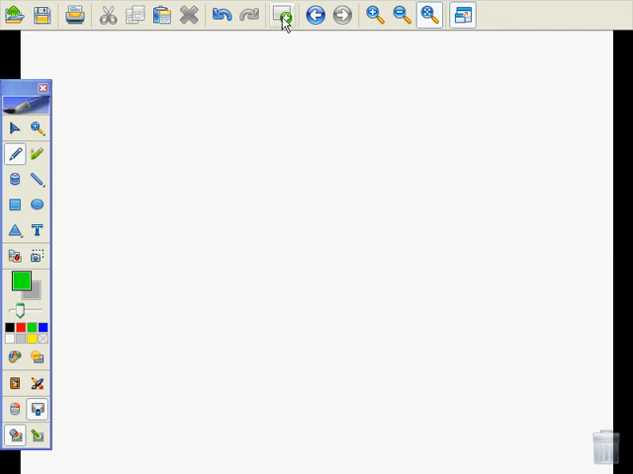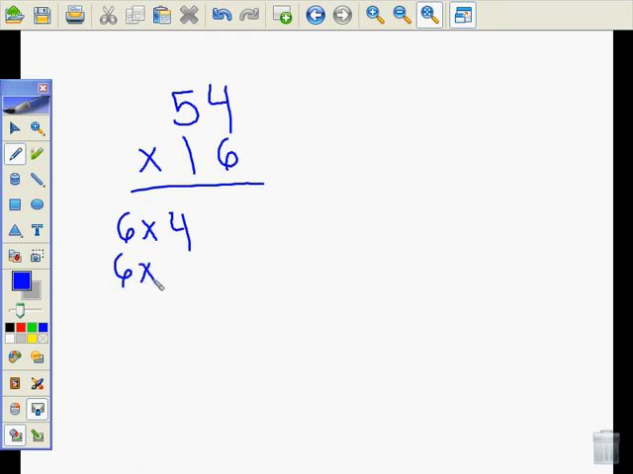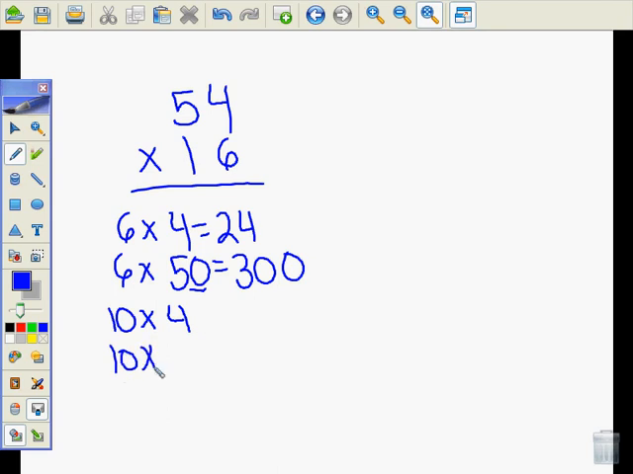Let's try another one. Let's try 54 times 16. So again, we're going to multiply our 6 times 4 and 6 times our 5 at the top, which is really 50. So we know 6 times 4 is 24. We know 6 times 5 is 30, plus 1 extra 0 that came from right here. And then we have 10 times 4 and 10 times 50.